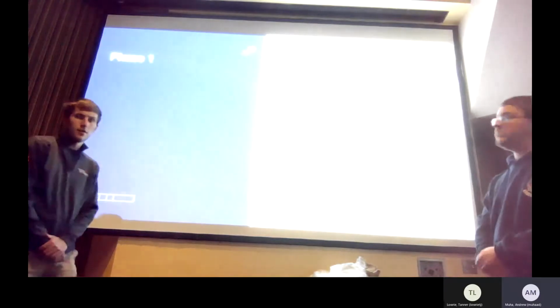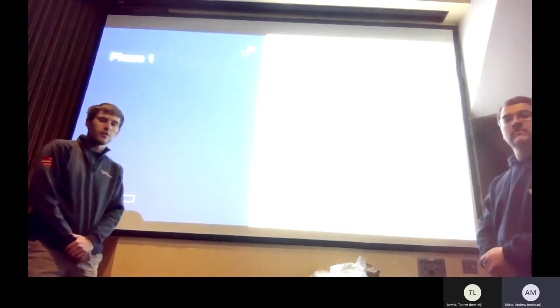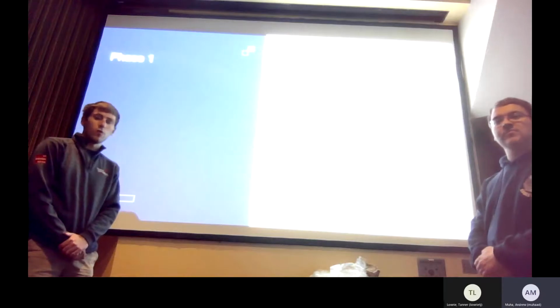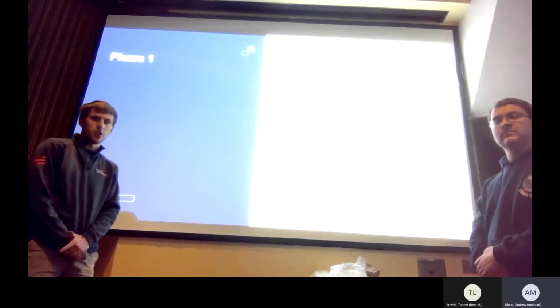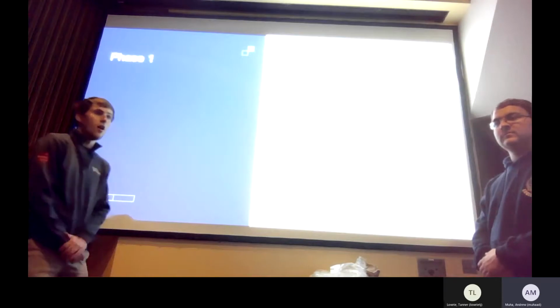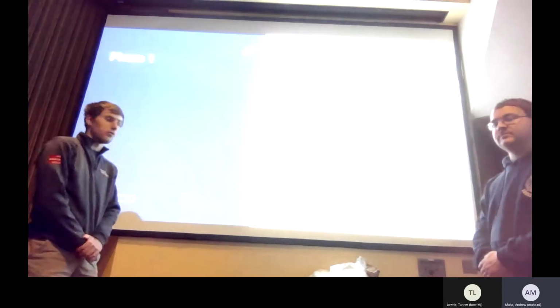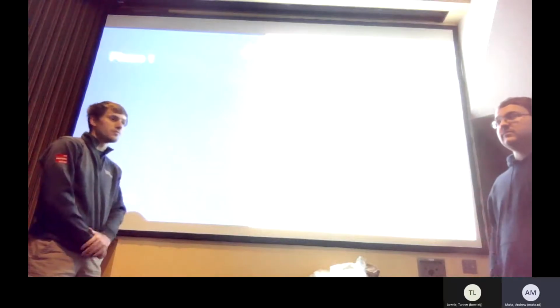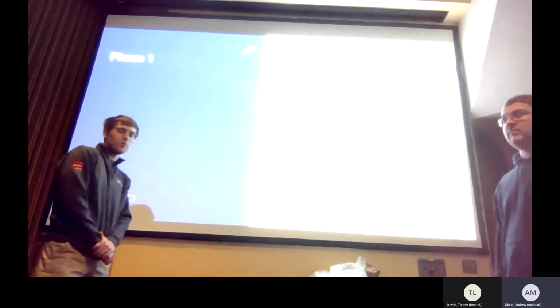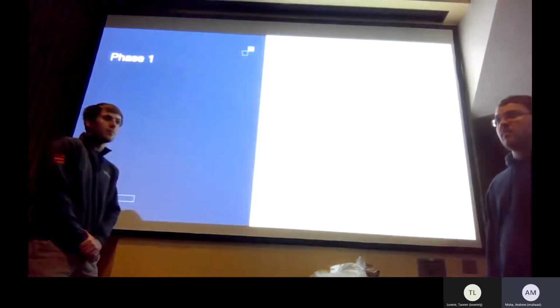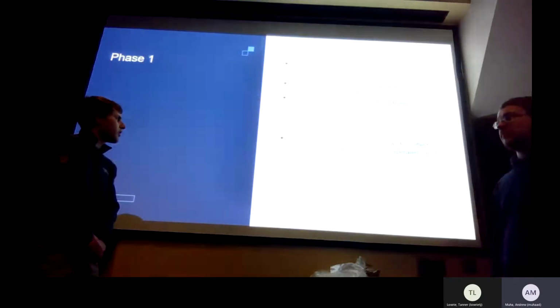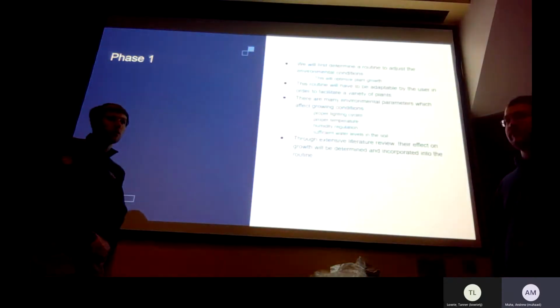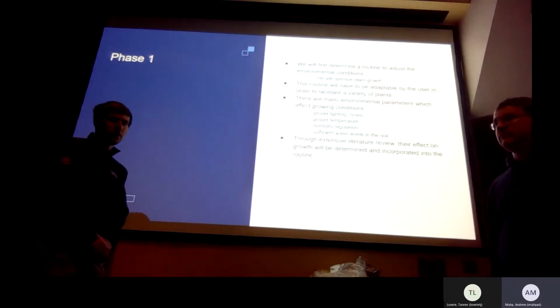All right, so for phase one, the first step is to determine a routine to adjust the environmental conditions. The first step in this is doing an extensive literature review to find out what these optimal growing conditions are and how we can adjust them for what type of plant we are growing. Some of these conditions that we're taking into account are proper temperature and humidity regulation, along with sufficient water. So through extensive research, we'll examine their effect on growth and determine how they can be incorporated into the routine.